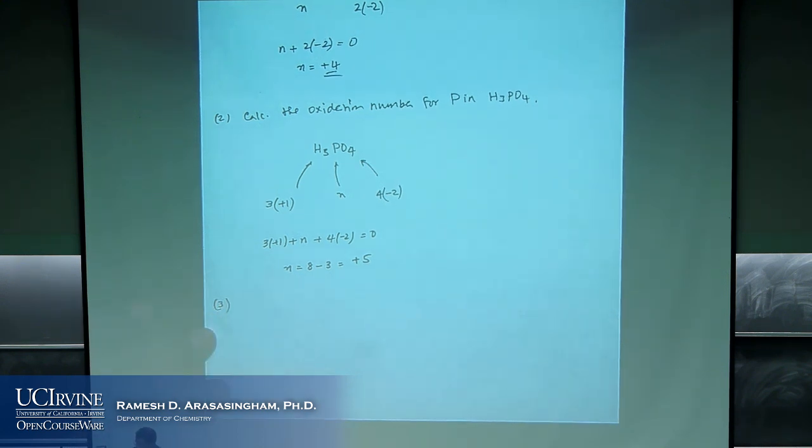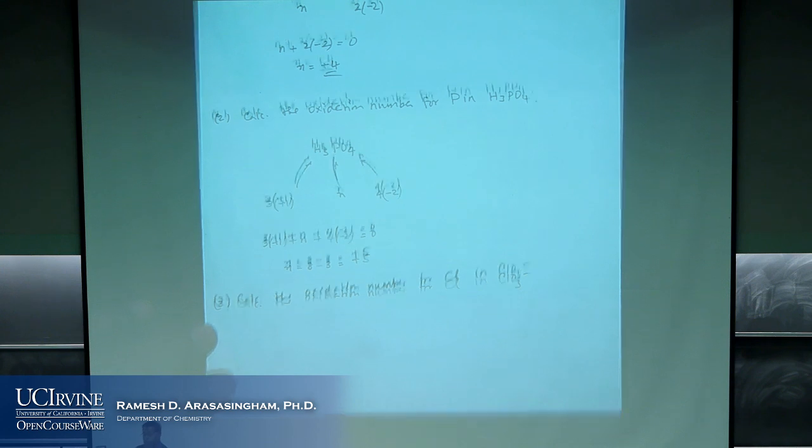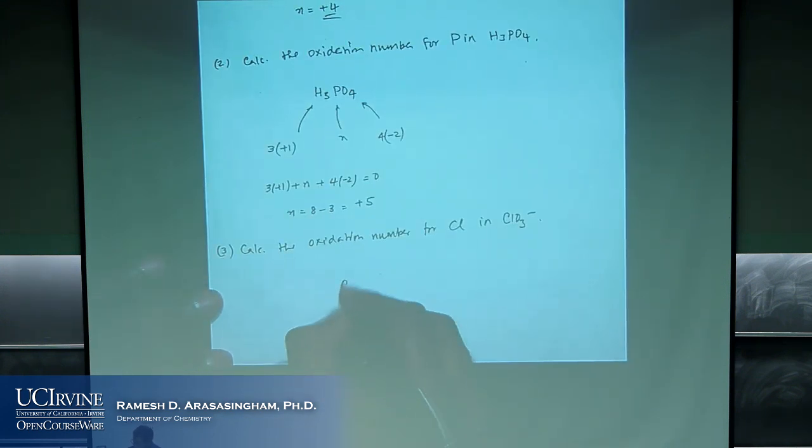Okay, now let's take the third example. Calculate the oxidation number for chlorine in ClO3 minus. Okay, so once again, if you take this formula, this is what we need to find. So we're going to call that N. You can see that the other component is O3. So we know that each oxygen is -2. There are 3 of those, so that will be 3 times -2.